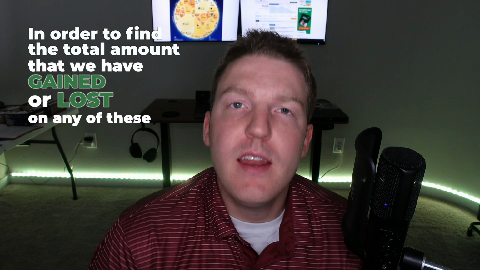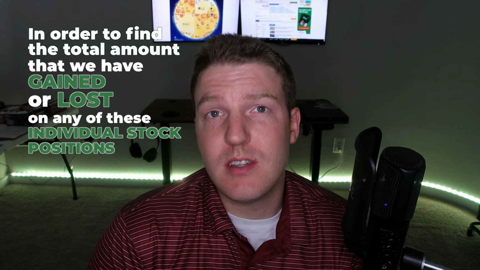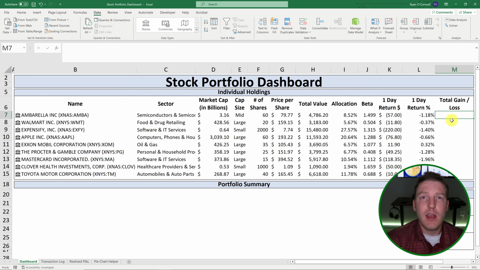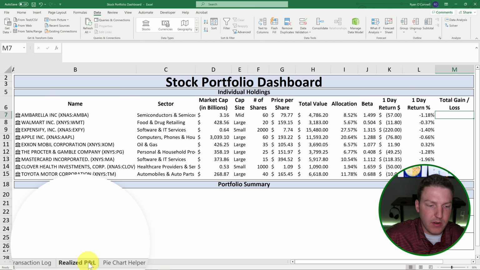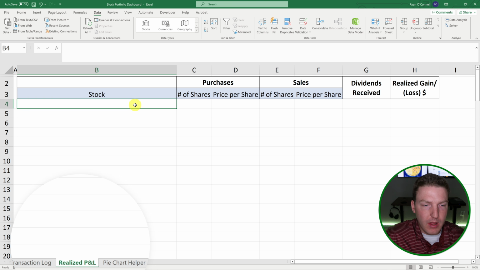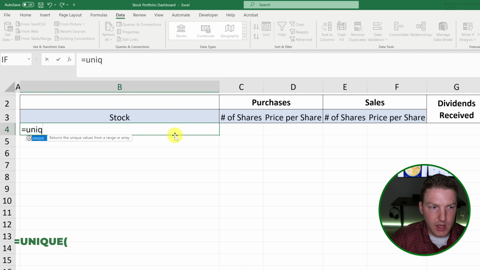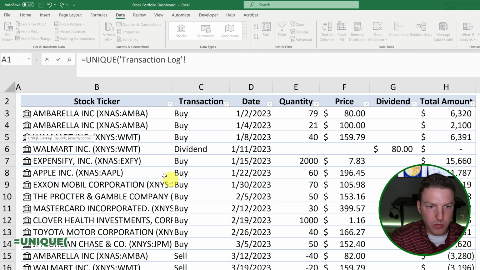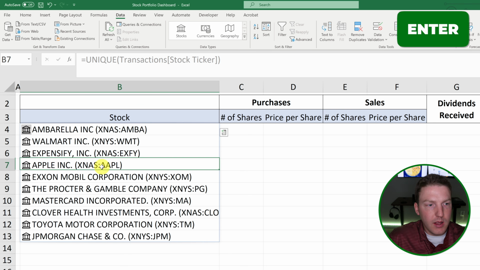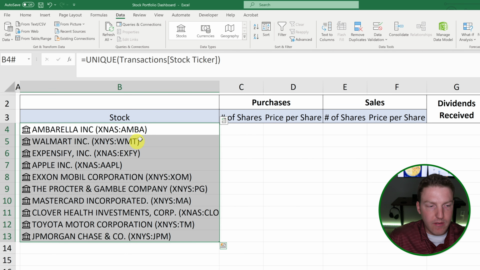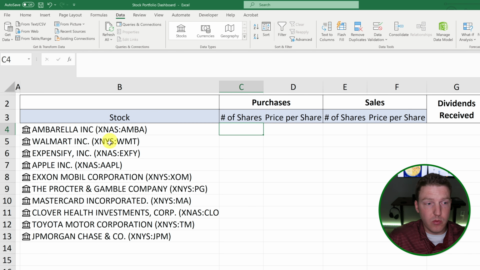In order to find the total amount that we have gained or lost on any of these individual stock positions since they came into our portfolio, we're going to have to do a bit of a more complex calculation, and I've added a sheet called the Realized Profit and Loss, or P&L, that's going to allow us to do this more simply. So we want to pull in all of the stocks from our transaction log, so we'll do equals unique. So we want each name uniquely one single time and hit enter. And there we go. That's all the stocks that we've ever bought or sold. Even if we've actually sold out of those positions, they'll still be included here.